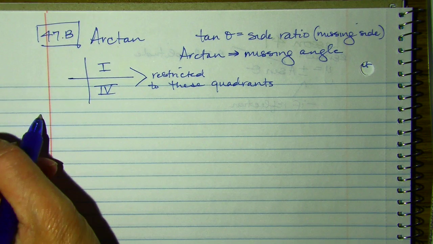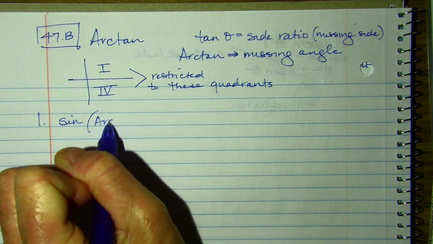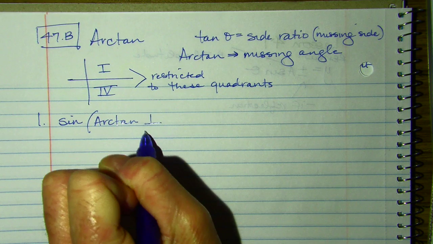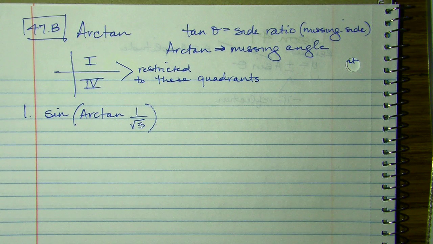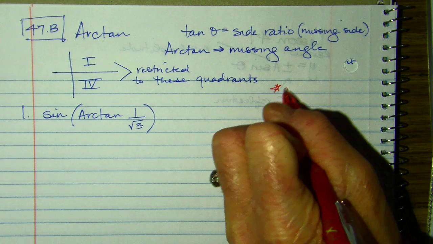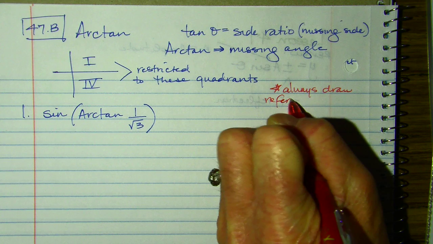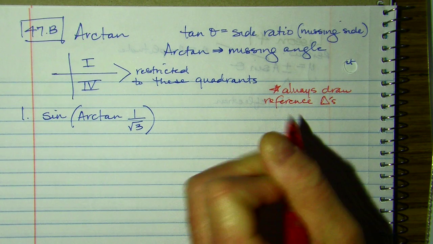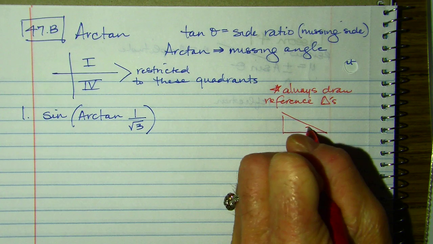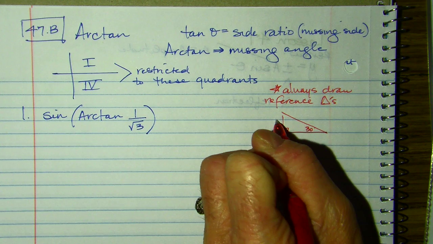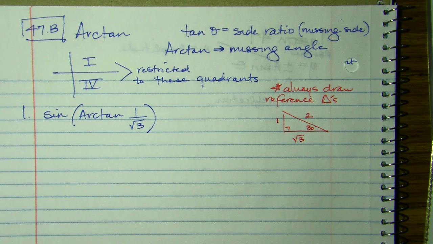So we're going to practice several. So what is the sine of the arctangent of 1 over root 3? Okay, so what are some things we always do? Well, we always draw reference triangles. So I've got my 30, 60, 90. The smaller angle should be 30, right? So the short leg is 1, hypotenuse is 2, long leg is root 3. That's my 30, 60, 90.